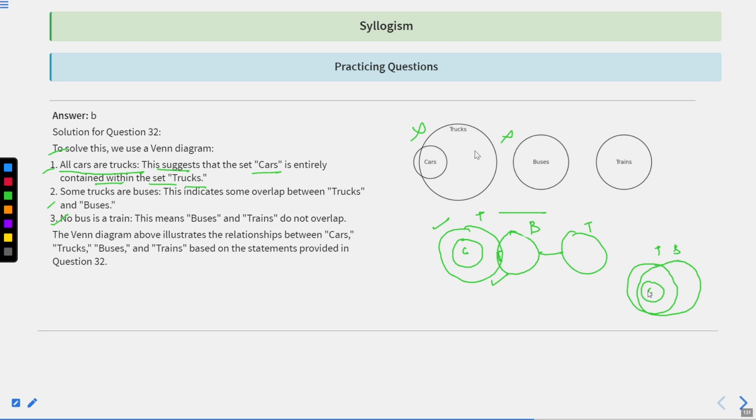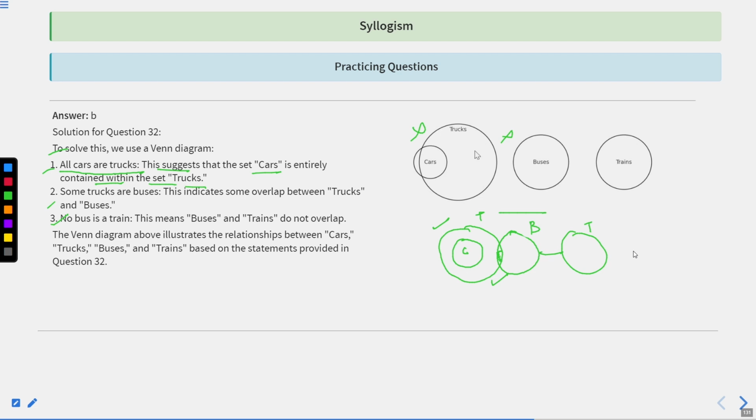are buses. Now, cars are coming within the ambit of bus, which could have been inferred, could not have been inferred, but we cannot assume. So we only will have to depend on the statements that have been provided. Yes, there is a relation between trucks and buses, but there is no relation whatsoever that has been mentioned in regards to the cars and buses.